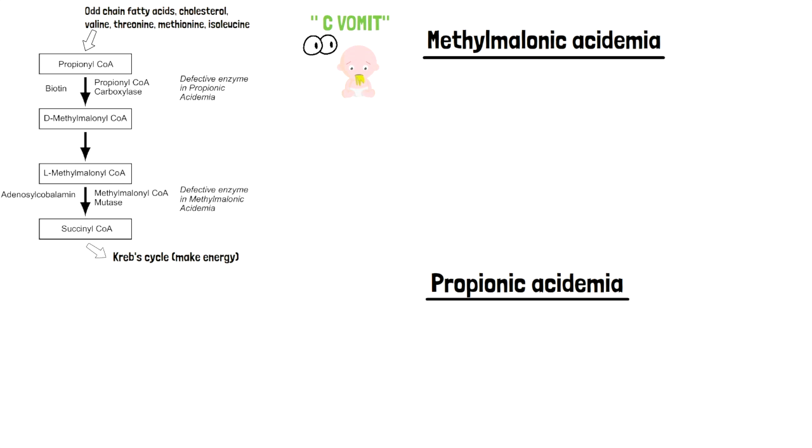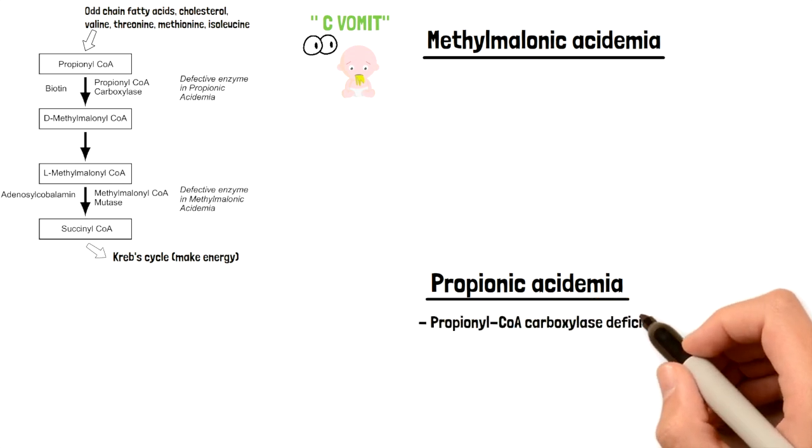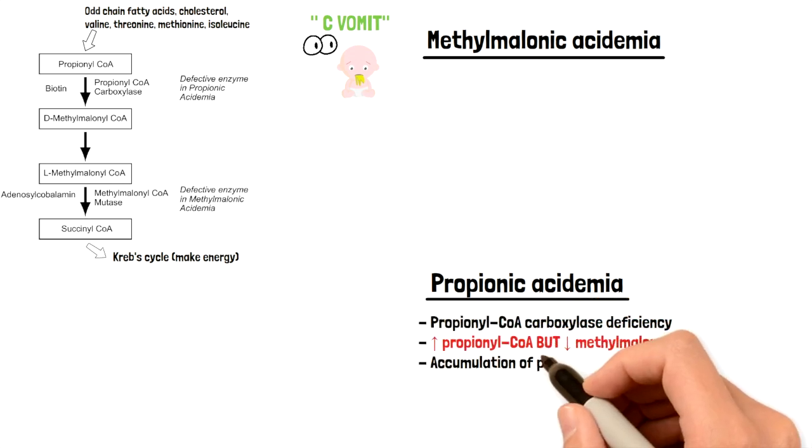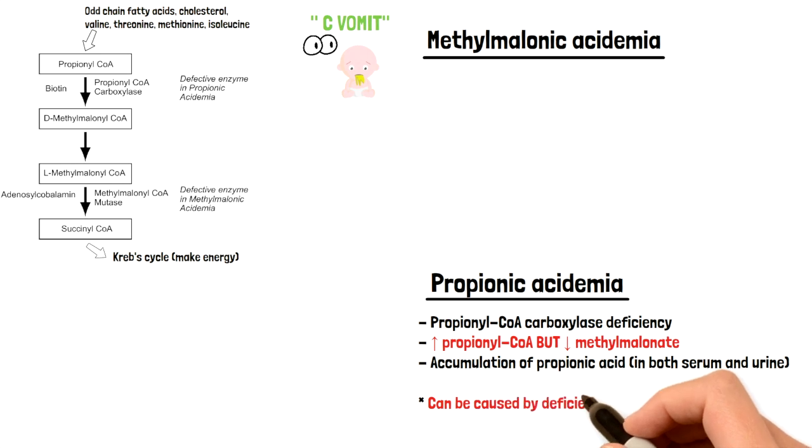But let's go into more detail, starting off with Propionic Acidemia. So that first step doesn't work because the enzyme there is deficient. That enzyme is propionyl-CoA carboxylase. You can also have this if you have a deficiency of the cofactor which the enzyme needs, and the cofactor there is vitamin B7. So either the enzyme or the cofactor being deficient will cause this acidemia.